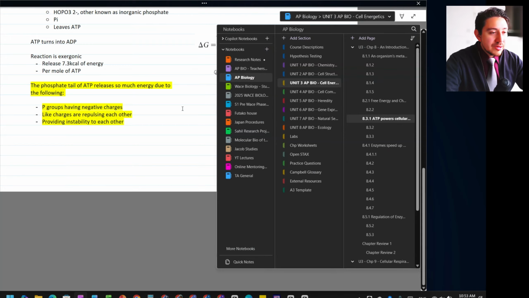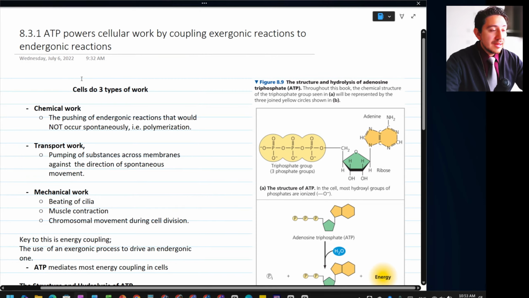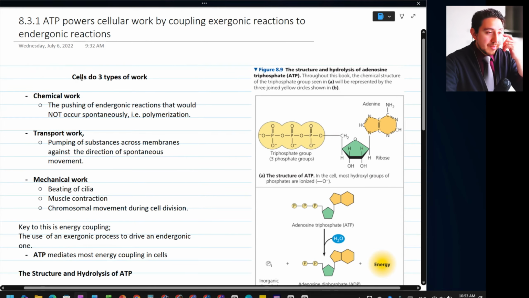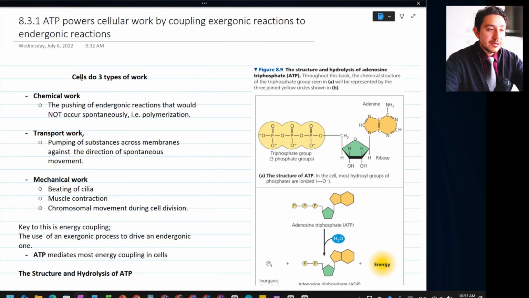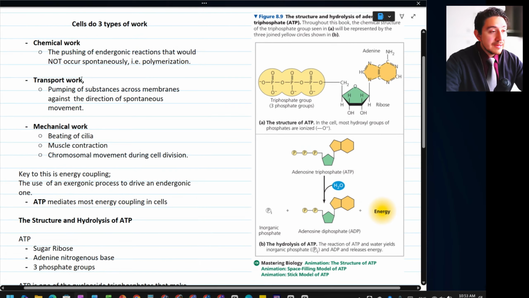Okay, now we're going to talk about ATP and coupling. This is a very important concept here. So 8.3: ATP powers cellular work by coupling exergonic reactions to endergonic reactions. A little bit more insight here. So cells, more specifically, can do three types of work. Chemical work. And here you have endergonic reactions that will not occur spontaneously. They'll be able to do this by chemical work. And that's what we're going to look at, ATP use.